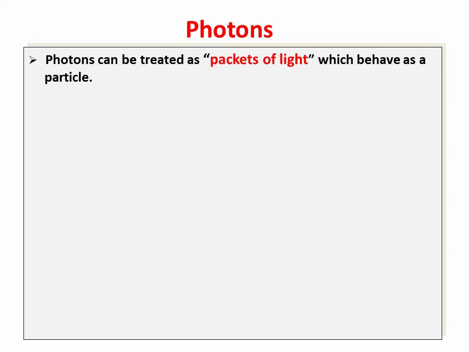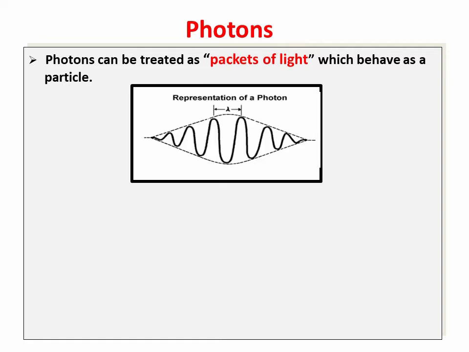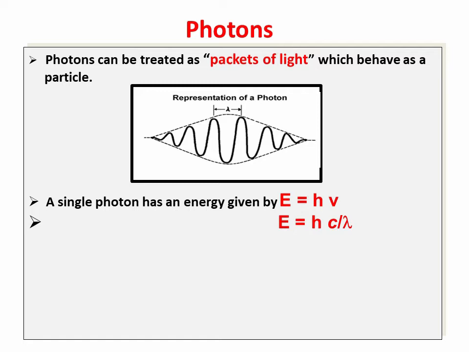A packet or bundle of light behaves as a particle. A photon can be represented as shown in the figure. A single photon has an energy which is given by E equals h nu, where nu is the frequency and h is Planck's constant. Frequency is nothing but c by lambda, that is, the velocity of light divided by the wavelength of the light.